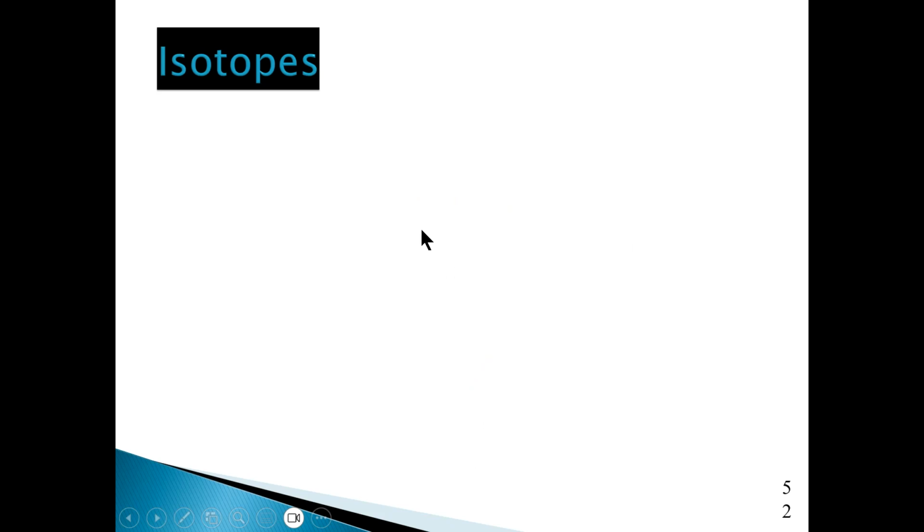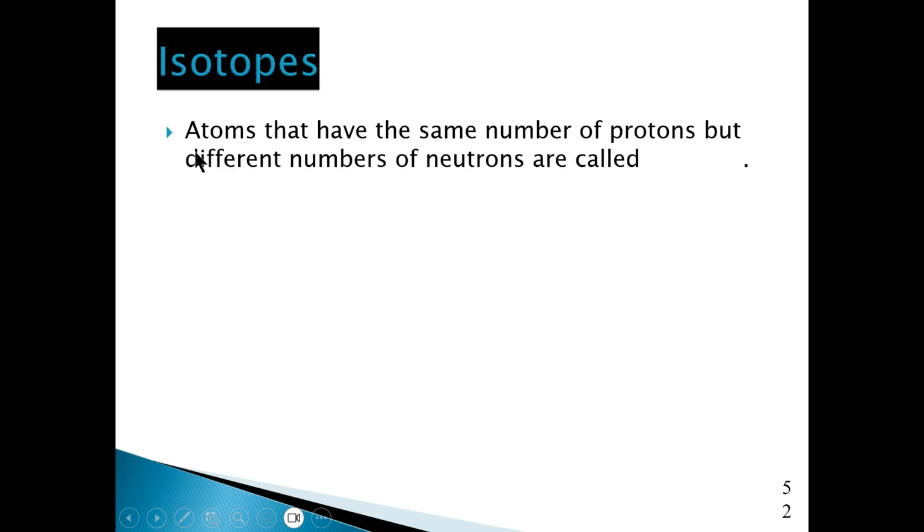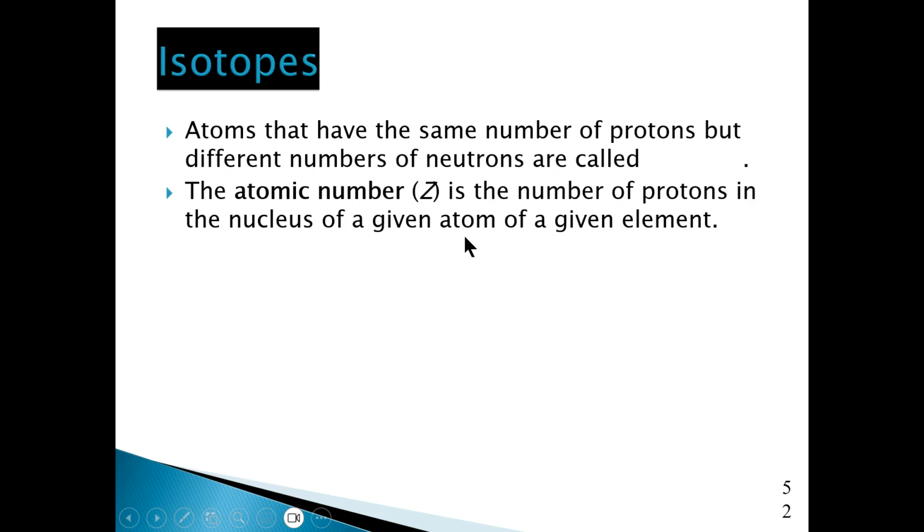Now, another term that I need to talk about here is what is known as isotopes, right? Isotopes are basically atoms that have the same number of protons but different number of neutrons, right? So any atom or atoms that share the same number of protons but the number of neutrons are different, they're known as isotopes, right?